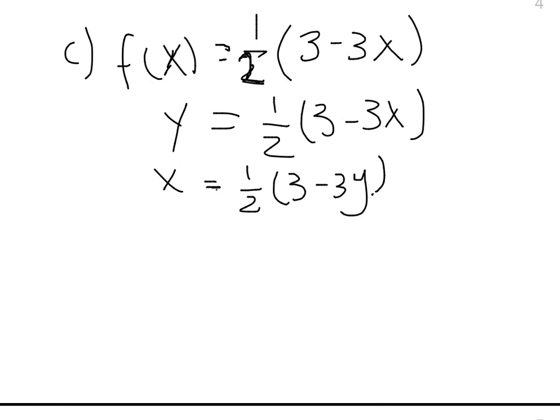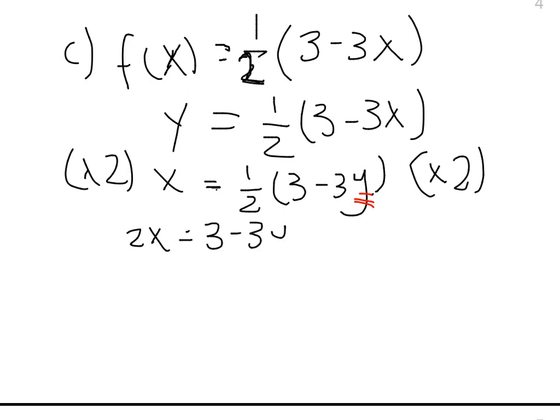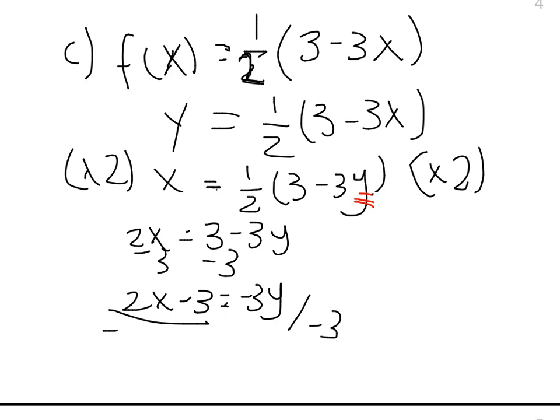Okay, now you have to isolate the y variable by undoing the function on the right. So we're going to go through the opposite order of the order of operations. First thing I'm going to do is multiply both sides by 2 to get rid of that 1/2. So we get 2x equals 3 minus 3y. Subtract both sides by 3. 2x minus 3 equals negative 3y. And then divide both sides by negative 3.